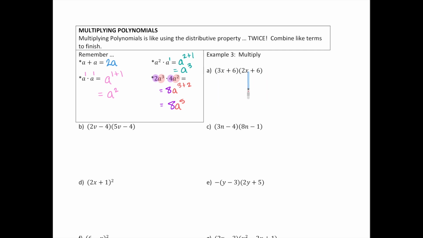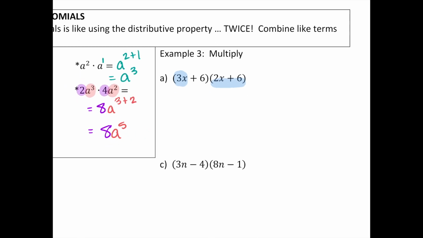All right, for multiplying then, it's like the distributive property twice. What that means is you have to take the 3x and multiply it by everything in that second set of parentheses. So the 3x has to be multiplied by everything in that second set of parentheses. The way to think about that visually is you're taking the 3x and multiplying it by the 2x plus 6. And then you're taking the plus 6, and you're multiplying it by everything in that second set of parentheses.